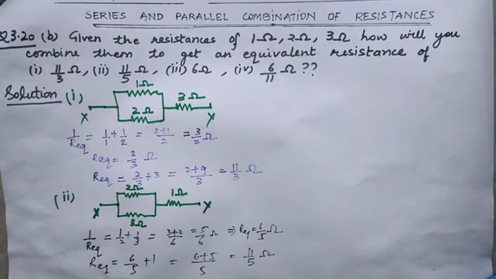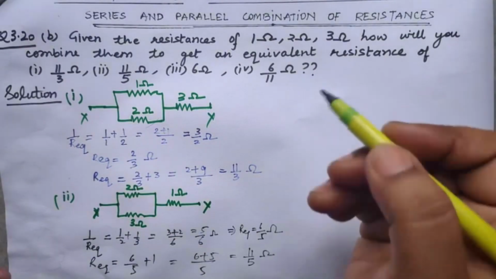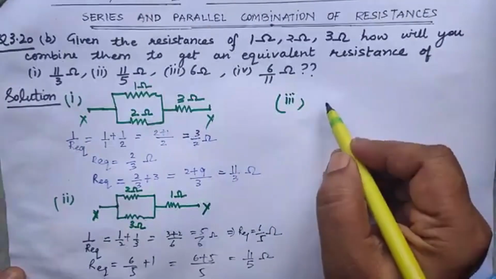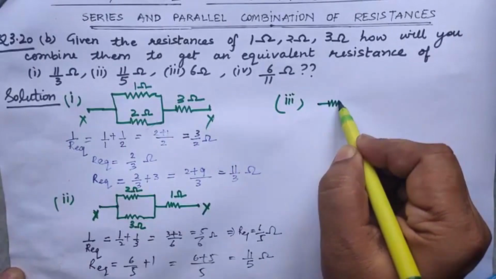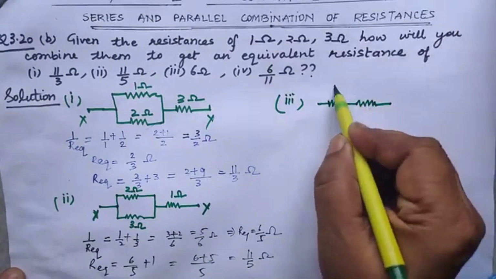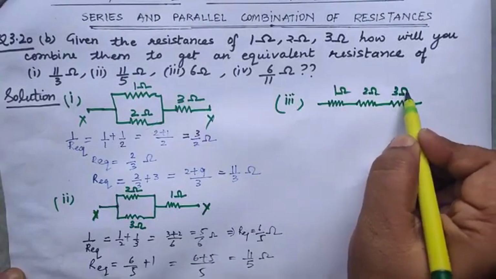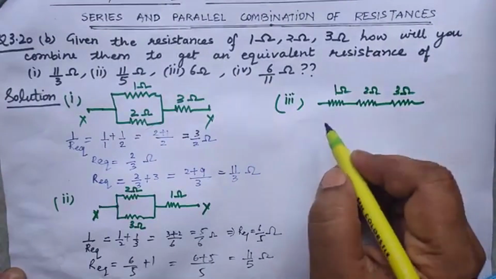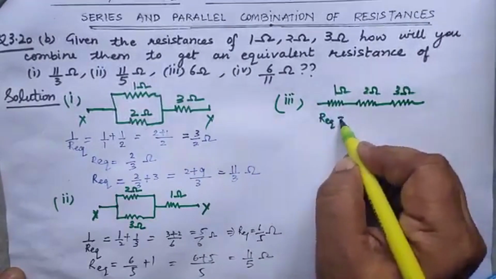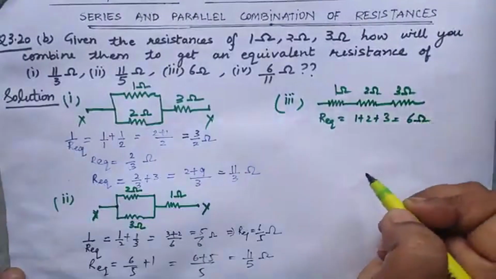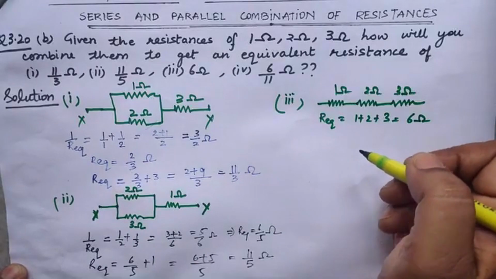Now let us take the third part of the question. You need to have 6 ohms. Okay. So third part is 6 ohms. We can get 6 ohms directly by connecting 1 ohm, 2 ohm and 3 ohm resistance in series with each other. Okay. Here the resistance will be simply addition of all these resistors. So that makes it 6 ohms.